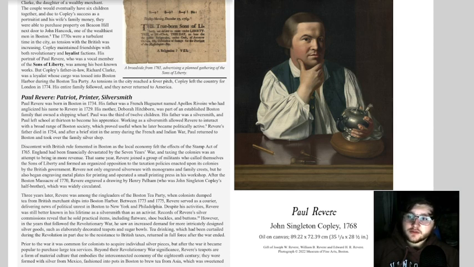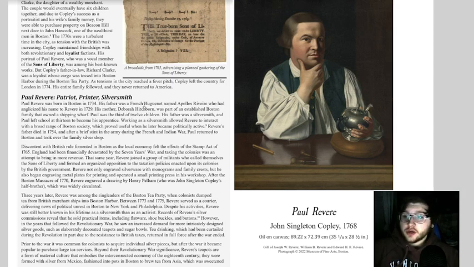His father was a silversmith, and Paul left school at 13 to become his apprentice. Working as a silversmith allowed Revere to interact with a broad range of Boston society, which proved useful when he later became politically active. Revere's father died in 1754, and after a brief stint in the army during the French and Indian War, Paul returned to Boston and took over the family silver shop.